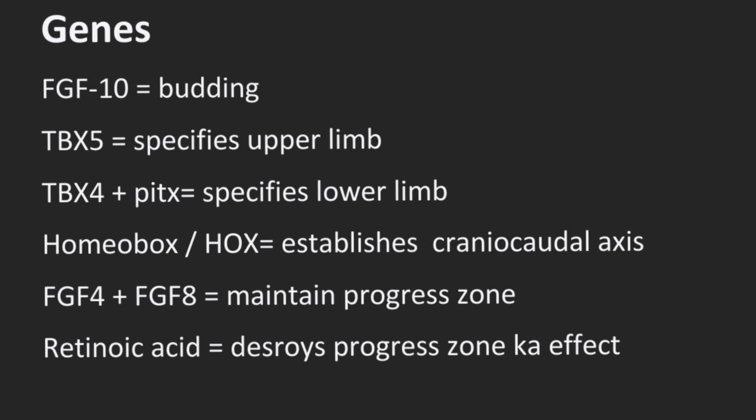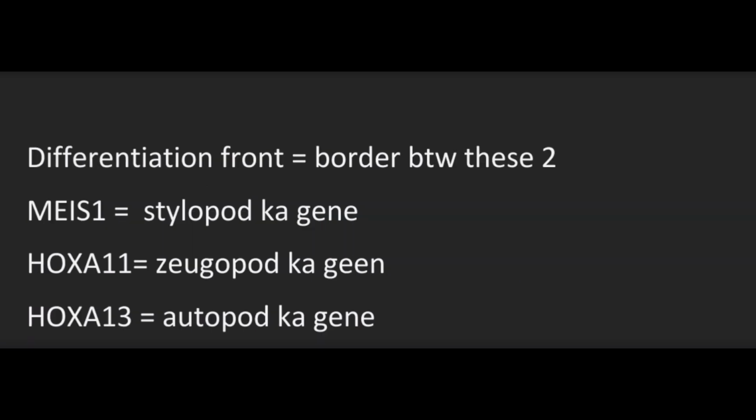Then we have FGF4 and FGF8. They maintain that progress zone, that is our AER. And retinoic acid is basically an antagonist to that progress zone, right? So these two work in harmony to bring about an appropriate level of differentiation, or an appropriate level of progress, neither too much nor too little. Then the differentiation front is the border between these two, between the AER and the rest of the limb, right?